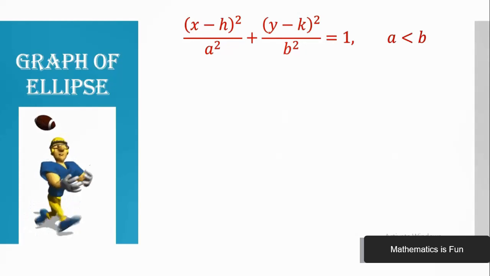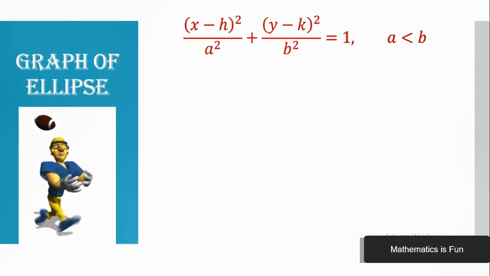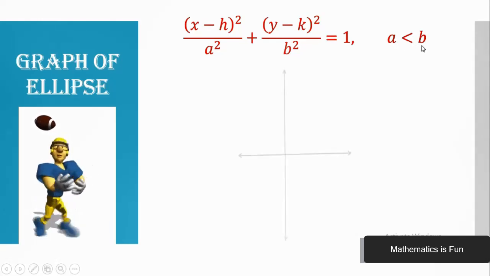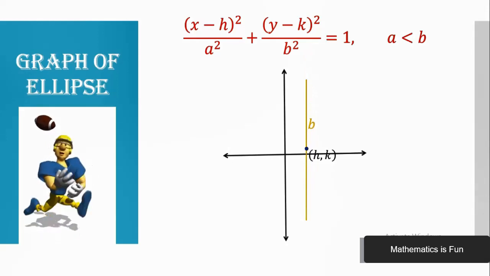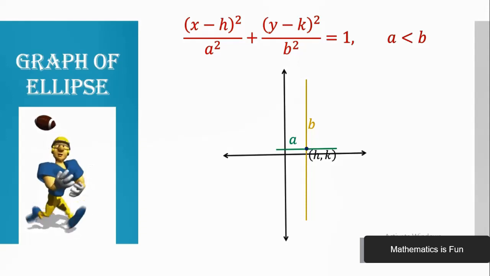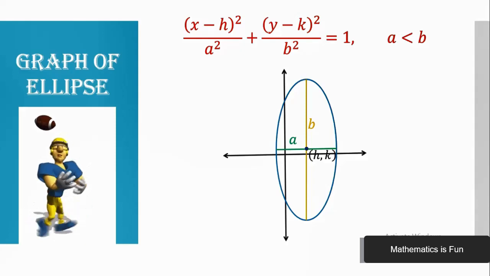Now let's move toward the ellipse which has a less than b. Here the minor axis would be along the x-axis with the length a, and the major axis would be along the y-axis with the length b. Here it is the coordinate axis. This is the center of the ellipse. Now the major axis is along the y-axis and the minor axis is parallel to the x-axis. So here we have an ellipse along the y-axis.